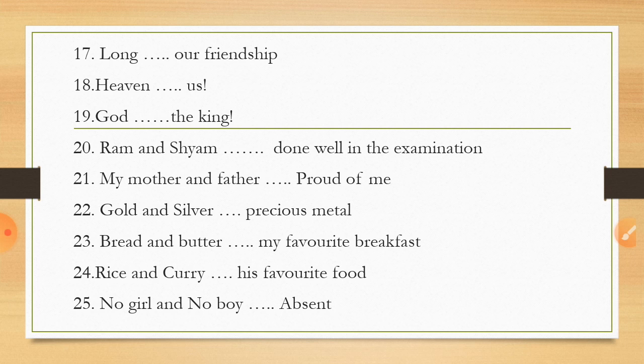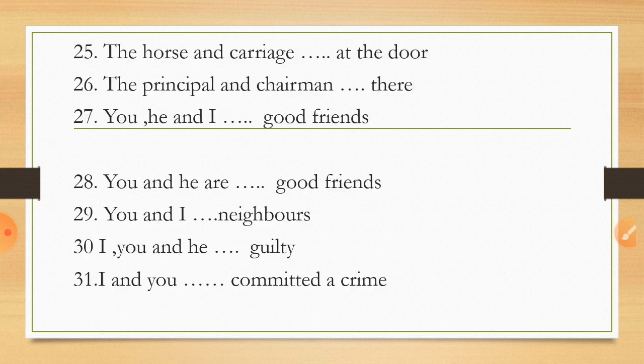And 25th one is, here we have to use singular verb, because wherever you find no before noun, and if they are joined with and, make sure that you have to use singular verb. Thus, no girl and no boy is or was, whatever you want to use. So singular verb. Let's move on to the next one.